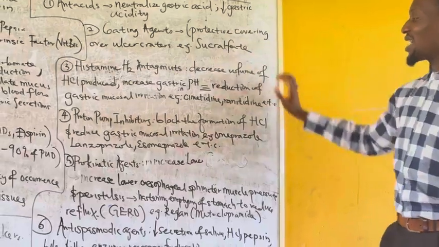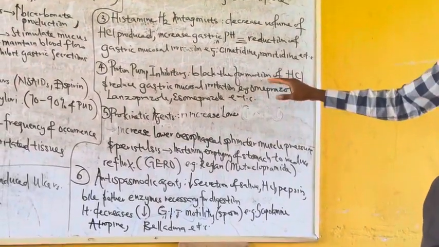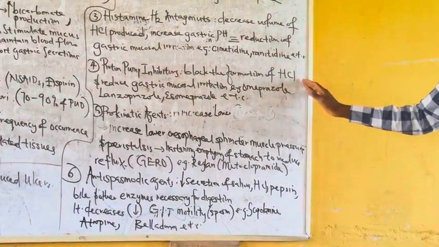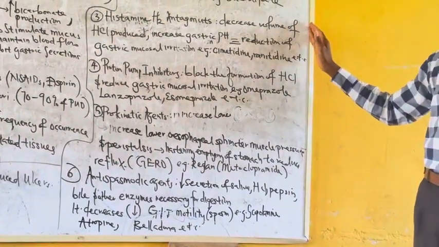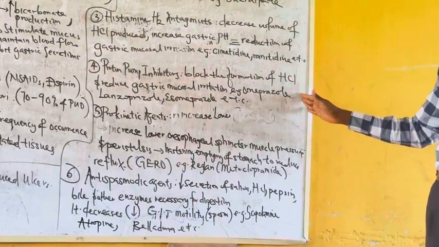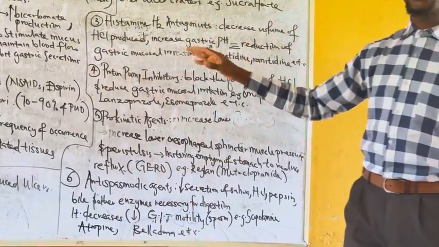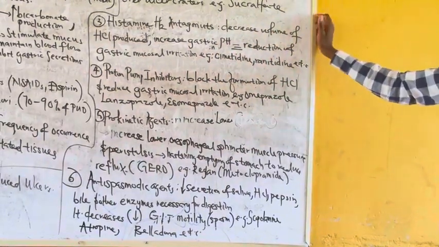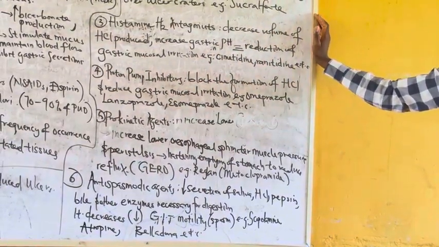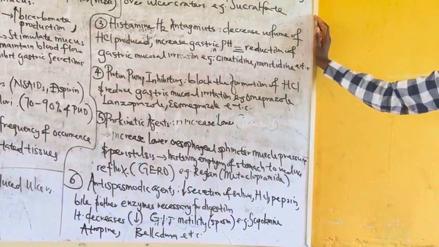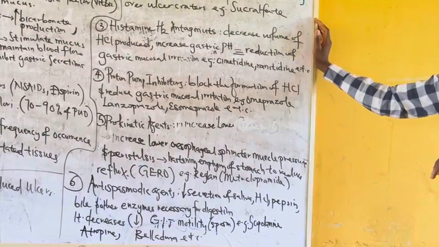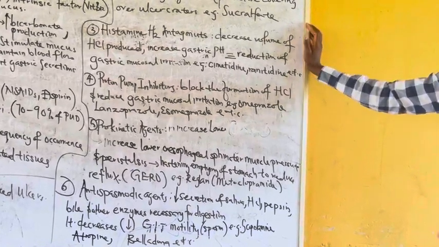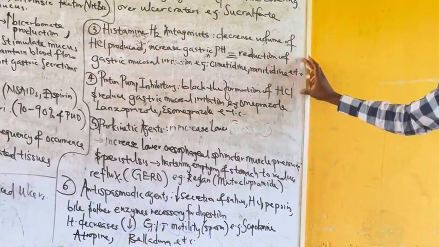Now, this class of drug blocks the formation of hydrochloric acid. How do they do this? It is very similar to the H2 antagonists in that they reduce acid production. These two drug classes decrease the volume of acid produced. Antacid will neutralize acid produced; antacid would only work after acid is produced. But these ones are blocking acid production from the source.